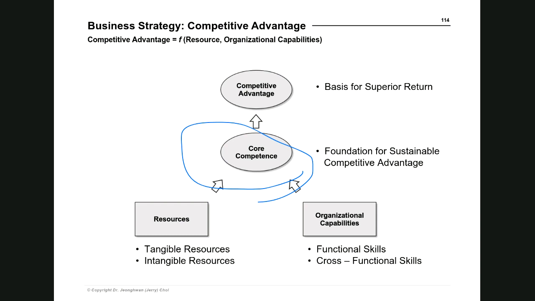Lastly, we talked a little more about resources, like tangible resources, intangible resources, and organizational capability. I summarize those things as multiple capitals. So what is the purpose of business? Do you remember? Why are we doing business?